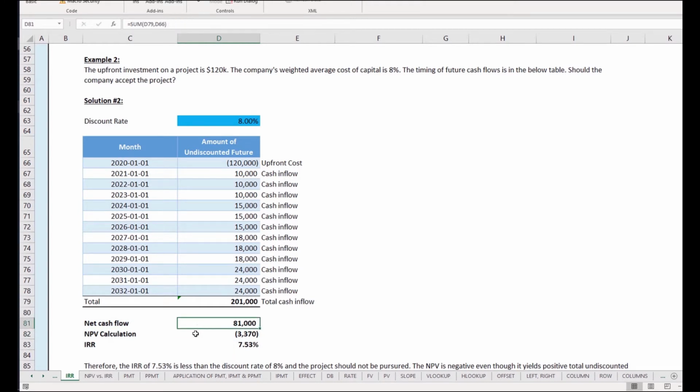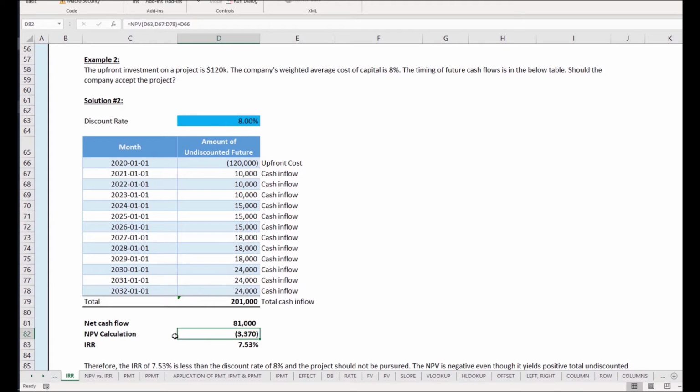We can also see in this calculation that the net cash flow between the first year and over the life of the project is $81,000. They start with an investment of $120,000. The project brings in $201,000 of cash flow. The net amount of those two is $81,000. But on a discounted basis, the NPV is not $81,000. It's only $3,370. And we know that by using the NPV formula in Excel.